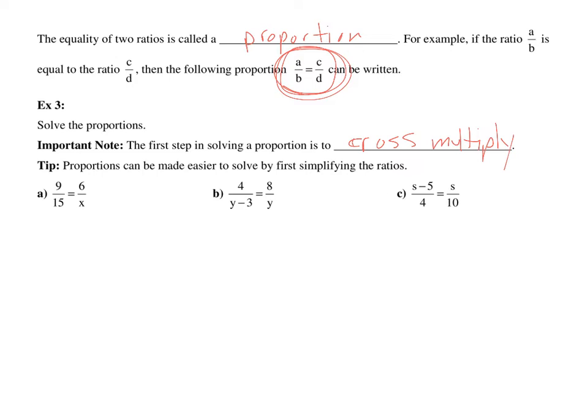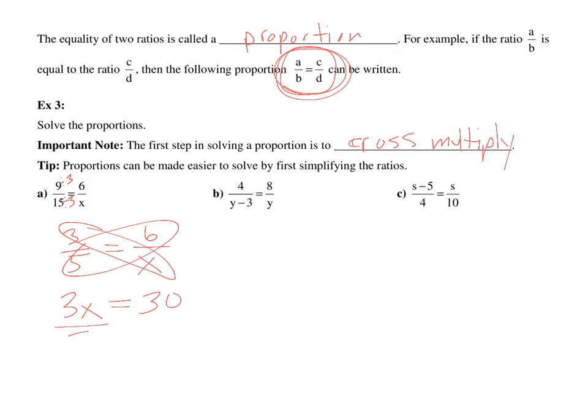All right, so I could cross multiply immediately here in part A, but I'm going to divide the top and the bottom by 3. So I have 3/5. That keeps my numbers smaller, which makes the math easier. You do not have to do it that way. That's just one way to do it. So here I have 3x is equal to 30. Divide by 3, and x is equal to 10. That's all there is to it.